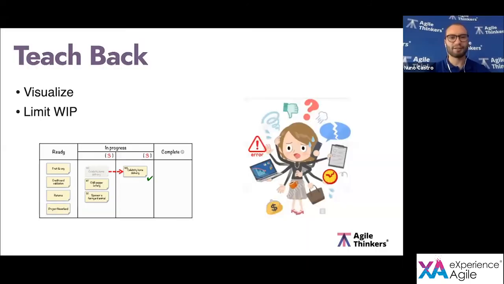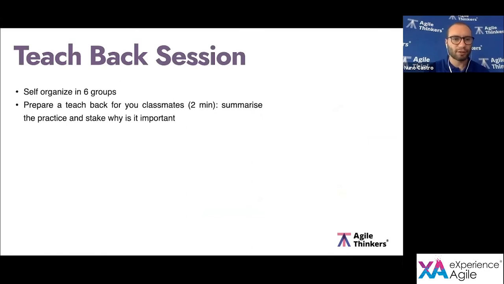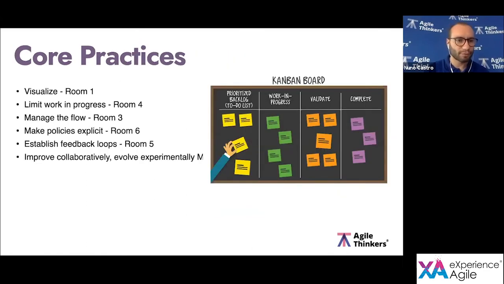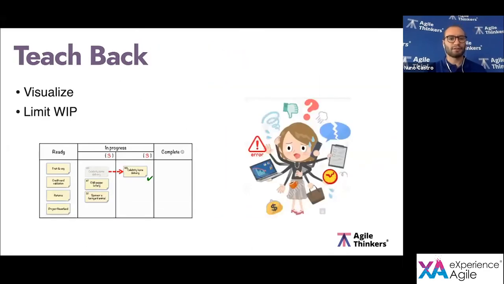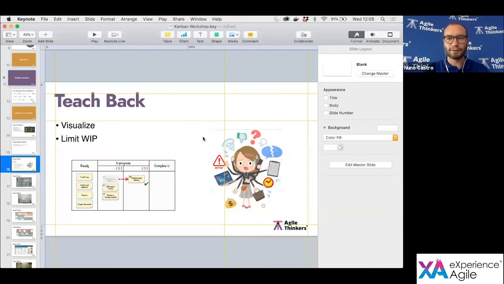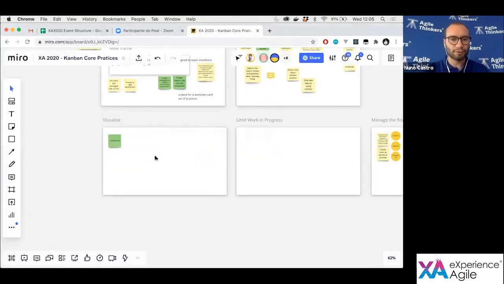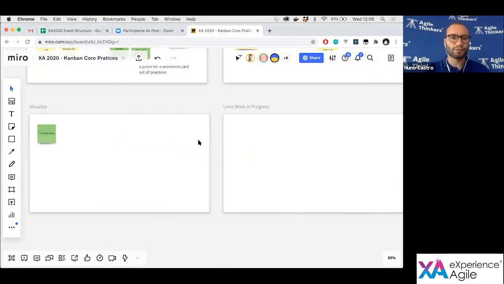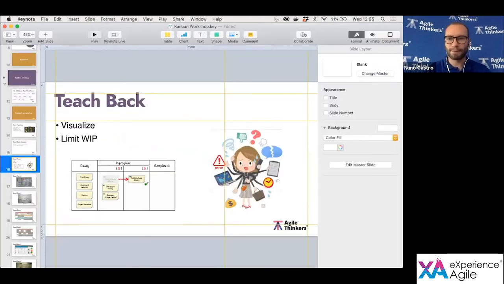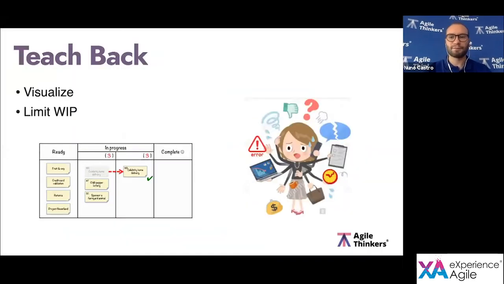So, teach back number one, visualize and limit WIP. Let me see, breakout room number one and breakout room number four. So, number one first, with limit WIP. Guys, feel free to take control. And I'm not sure if you guys used Miro. Okay, none of you used Miro. So, feel free to start and tell your colleagues what you got on visualizing and limit WIP.